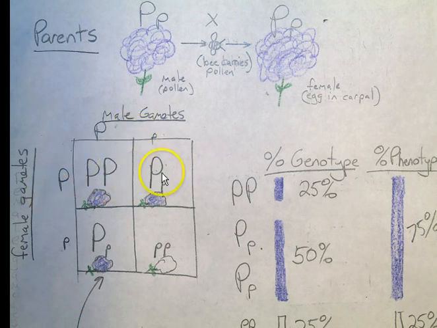Then we have big P, little p for a heterozygote. Another big P, little p. By convention, we put the dominant allele first. And then the last possibility is crossing this with little p. And one possibility is a zygote with one of each of the recessive alleles.